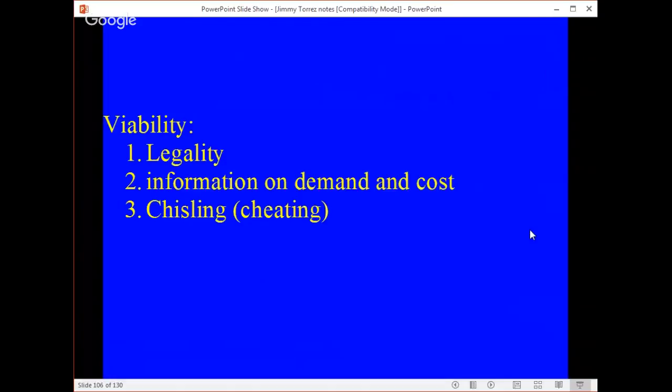Now, the question is, how viable is a cartel? Well, in almost every developed country, collusion is illegal. Right? If they get together and try to fix the price, it's illegal. Of course, information on demand and cost of each firm is hard to come by.